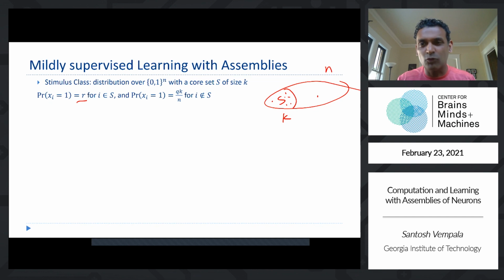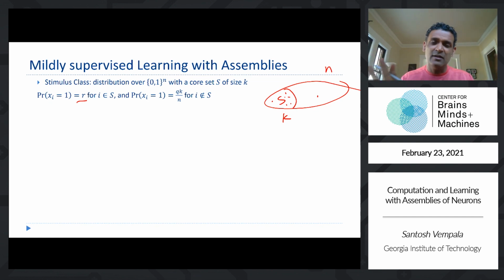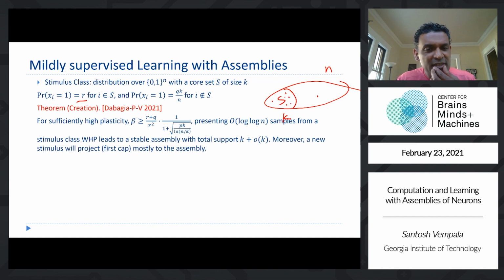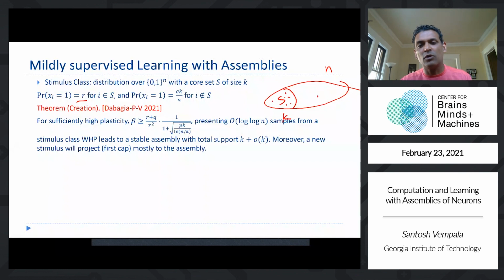Okay. So there's a subset that's more likely to fire, meaning in the input. That's how the inputs are selected. And the rest of it is less likely to fire. So these are Bernoulli distributions that have these random core subsets. And so the theorem is that if we have sufficiently high plasticity, and the plasticity needs to go as the inverse square of the probability of the core firing. So if the core fires with smaller and smaller probability, you need higher and higher plasticity. But then you need only log n samples from each class.